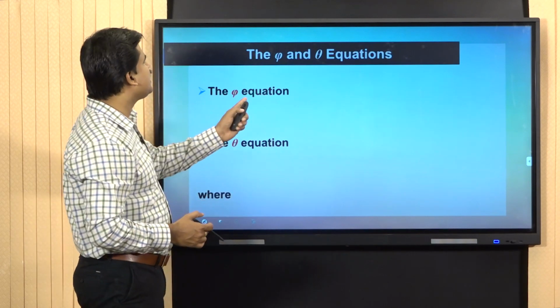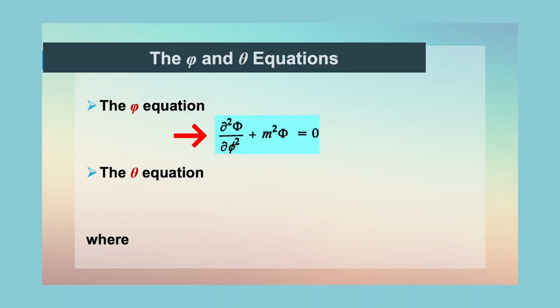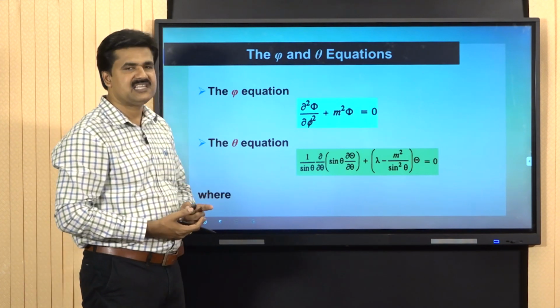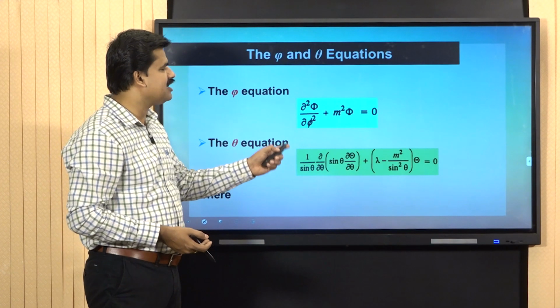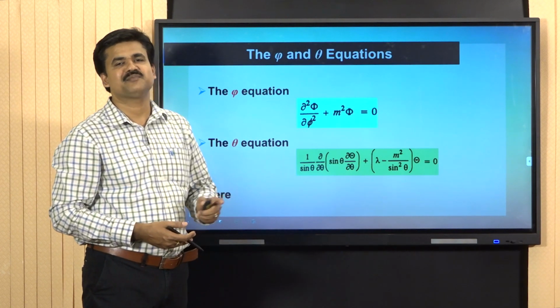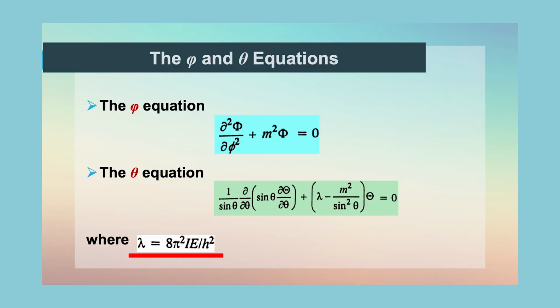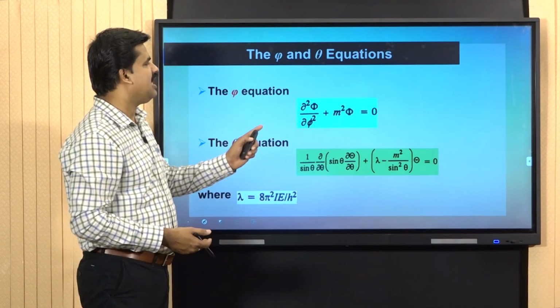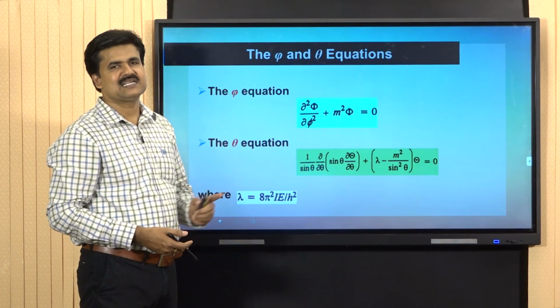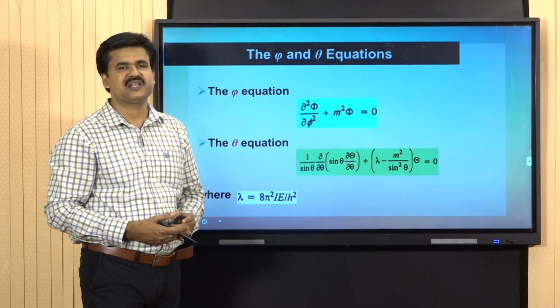That is, the phi equation is dou square phi by dou phi square plus m square phi is equal to 0, and the theta equation is 1 by sin theta dou by dou theta sin theta into dou theta by dou theta plus lambda minus m square by sin square theta into theta is equal to 0. This is obtained by slight modification after incorporating a constant term called lambda, where lambda is equal to 8 pi square I e by h square. So, we got the theta equation and the phi equation from the method of separation of variables procedure applied to the original Schrodinger wave equation.